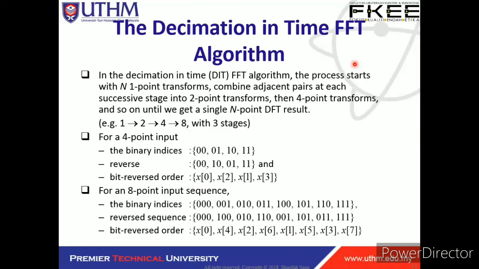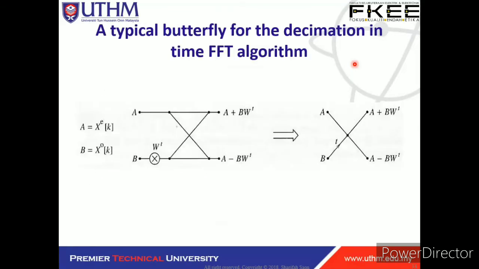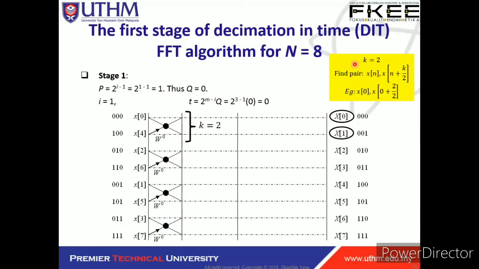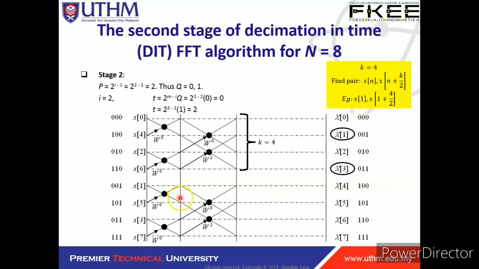So this is the illustration of DIT, decimation in time. This one I also summarized at the previous slide. This is the butterfly of DIT, and also the twiddle factors. For the DIT, the value of k will start from the lowest, where we have k equals to 2 at the first stage, and then k equals to 2 to the power of 2 at the second stage, and lastly at the third stage we have 2 to the power of 3, which is equal to the number of samples.